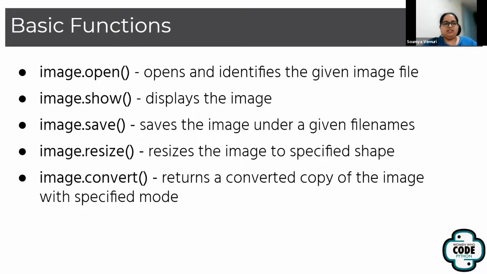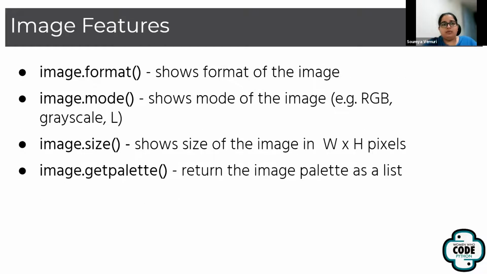So a couple of basic functions. We have image.open to open the image file. We have image.show to display the image that we're currently modifying or the one that we loaded into the work environment. We have image.save, which saves the image under a given file name, so you can specify the file name and format in that. We also have image.resize to resize images, and image.convert to convert an image from one mode to another.